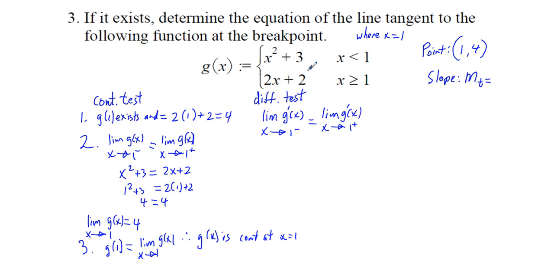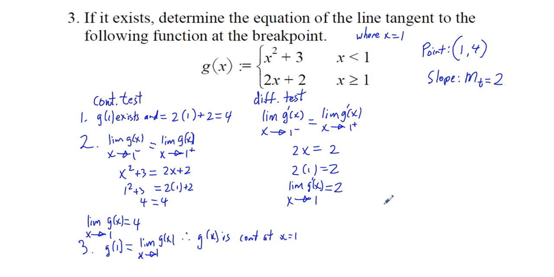And so we're going to take the first derivative of the left side, which is going to be 2x, and the right side derivative is going to be 2. And when we substitute in 1, we get 2 times 1 equals 2. And we say the limit as x approaches 1 of g prime of x is equal to 2. So that's our m sub t is 2.